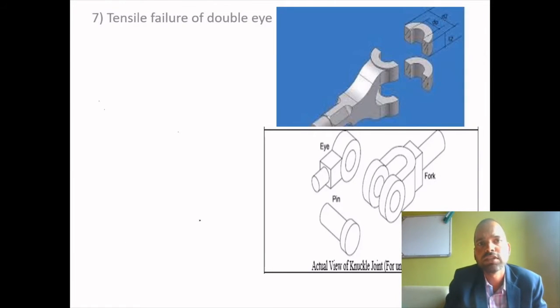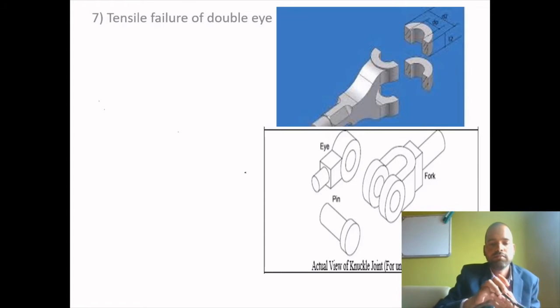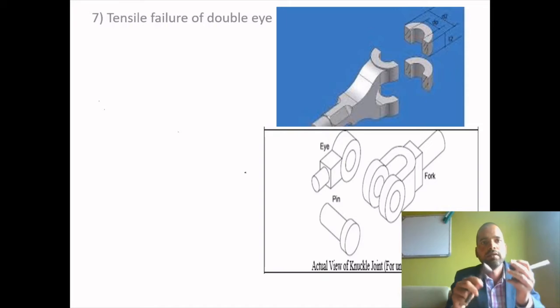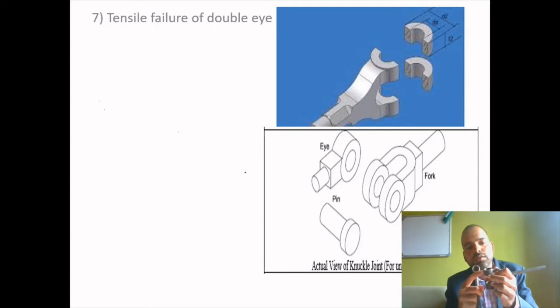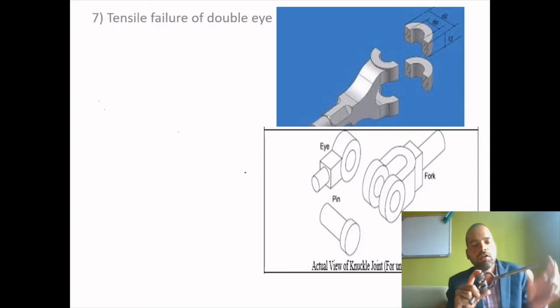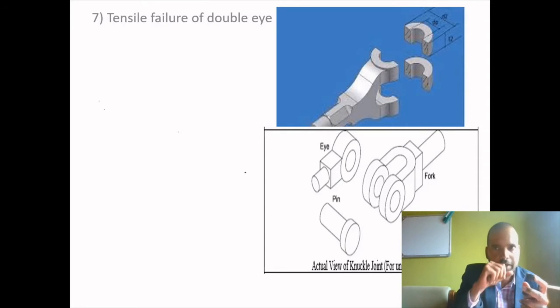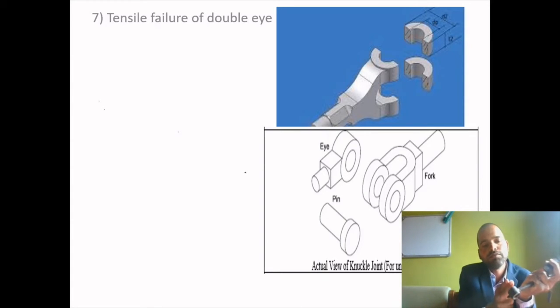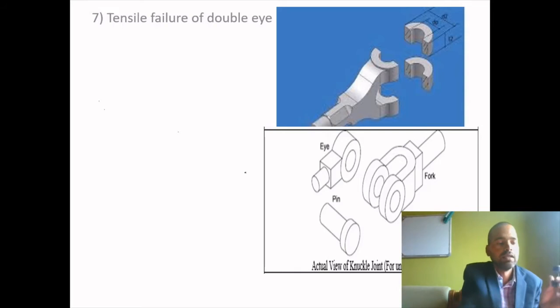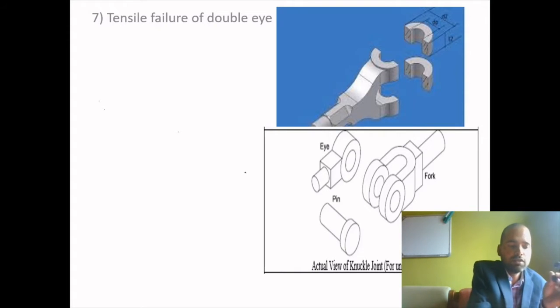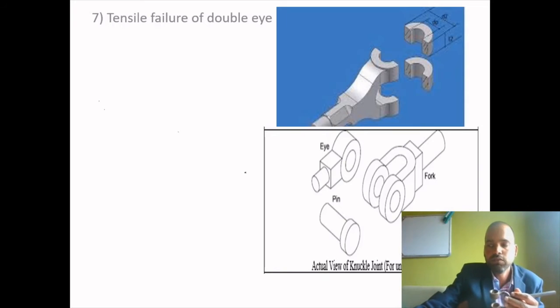The next type of failure is tensile failure of the double eye. Let's consider this is the knuckle joint. Double eye means this portion which connects the two holes with the rod, and it will be subjected to the same kind of failure which the single eye was subjected to. The single eye first failed from the center by tensile failure, then crushing of the central portion with respect to the pin, and then the pin tried to shear off the single eye. Now the last three failures remain for the double eye. So what are those failures?